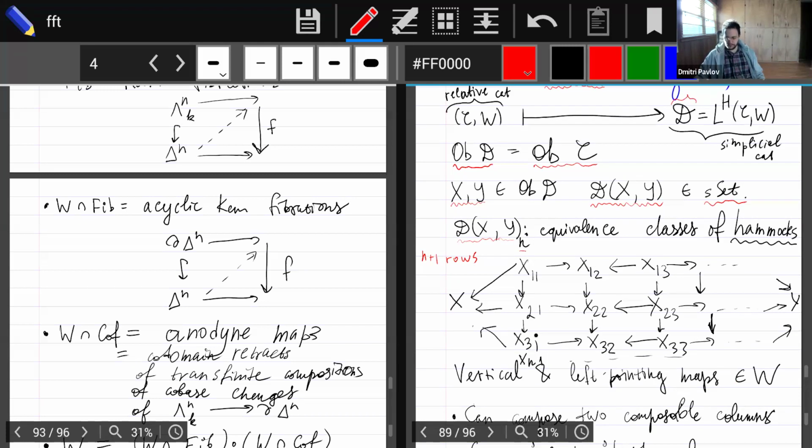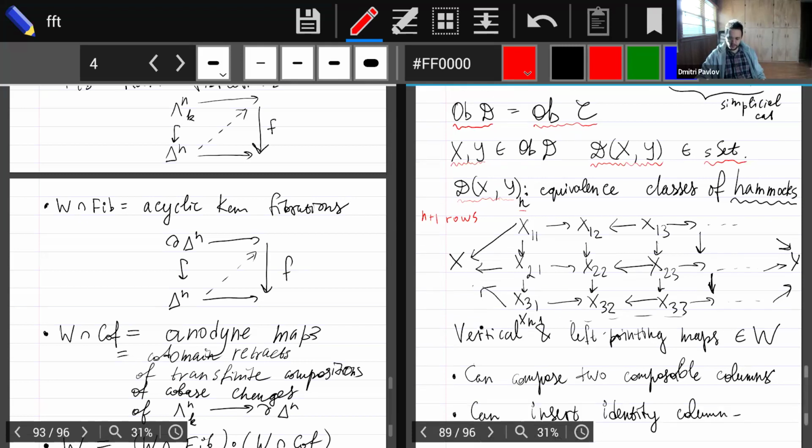And perhaps I should mention right away that the construction will end up looking very similar to the construction of a nerve, except that it won't quite be a nerve. But we'll see in a second that it does look very similar. So let me say a few more words.